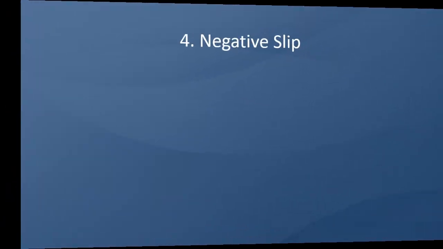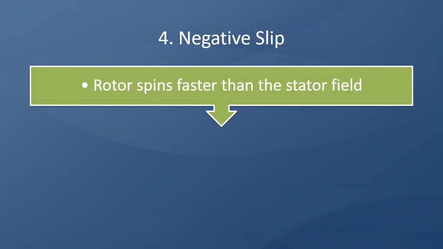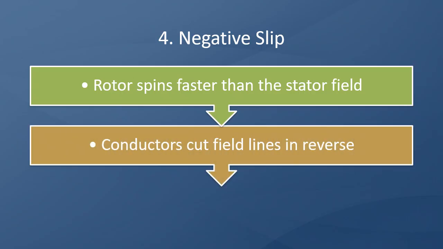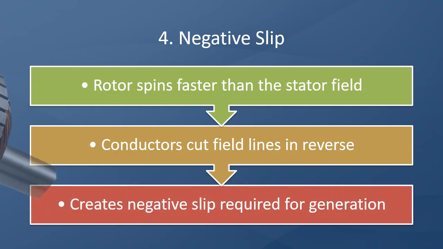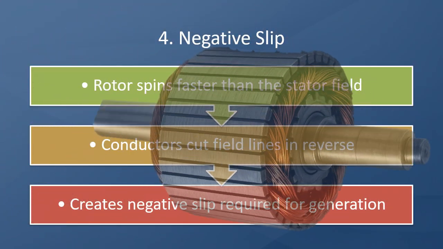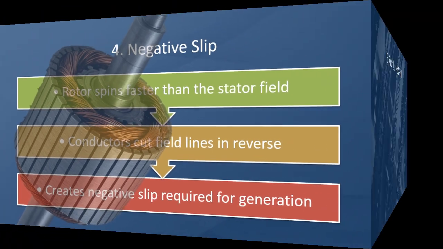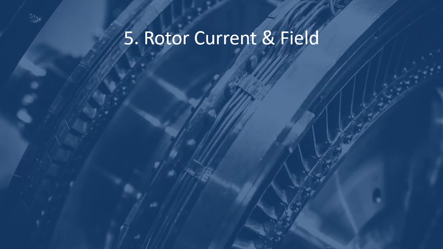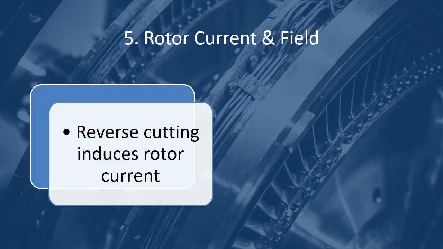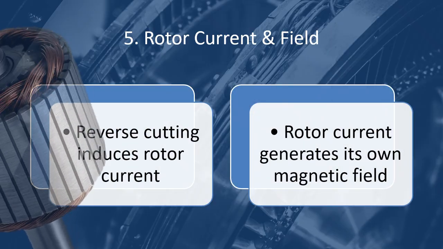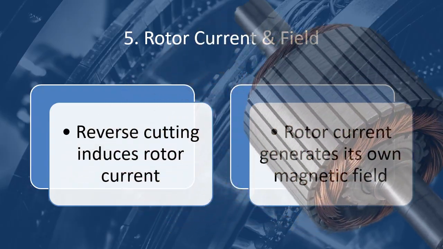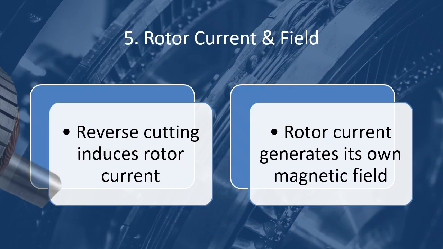Negative slip. When the rotor spins faster than the stator's rotating field, it produces what we call a negative slip. This means the rotor conductors cut the field lines in the reverse direction, which is the key condition for generating power. Rotor current and field. This reverse cutting of field lines induces a current in the rotor conductors. The rotor current then produces its own magnetic field, which interacts with the stator's field.